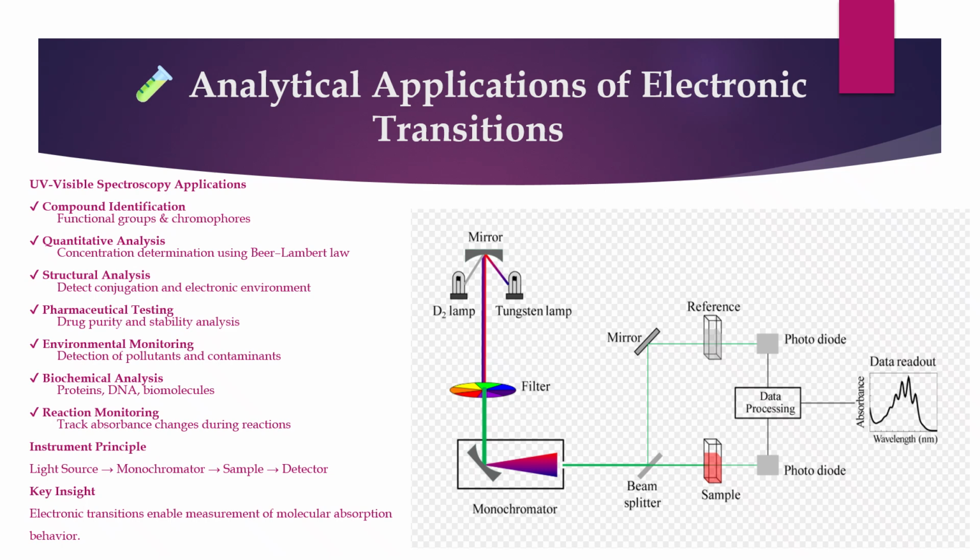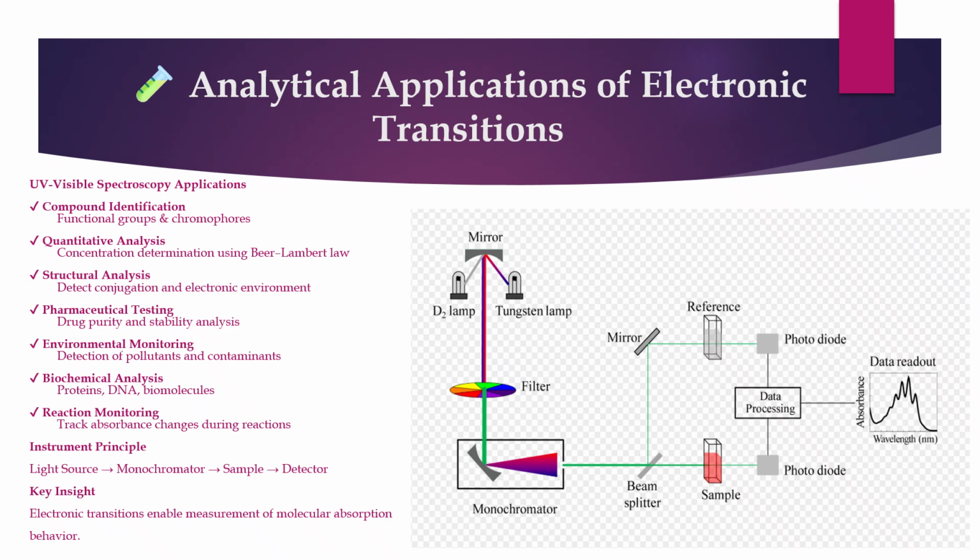Electronic transitions are widely used for quantitative analysis. Using absorbance measurements and Beer-Lambert's law, we can determine the concentration of unknown solutions accurately. Another major application is structural analysis, where absorption wavelength helps predict conjugation and molecular environment.